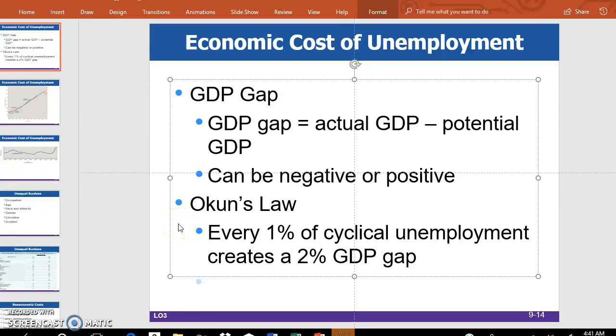Hello, this is part 3 of the lecture on chapter 9. We were discussing Okun's law, right? Okun's law is a measure.